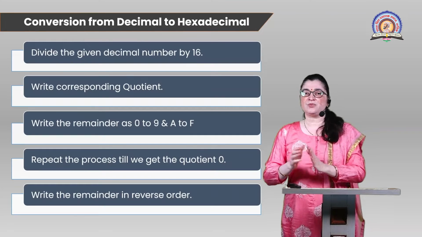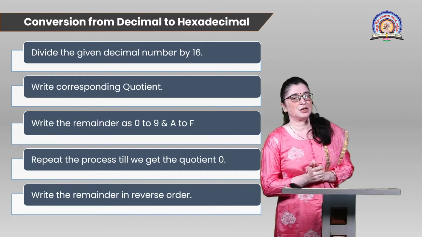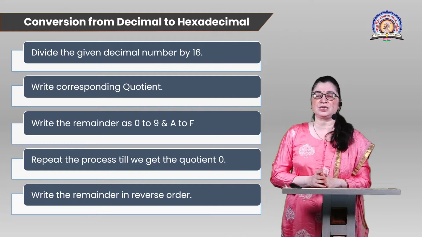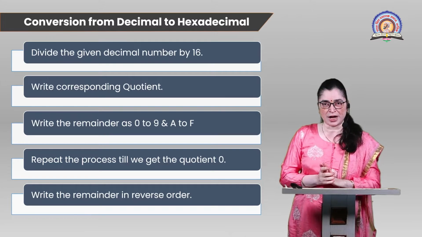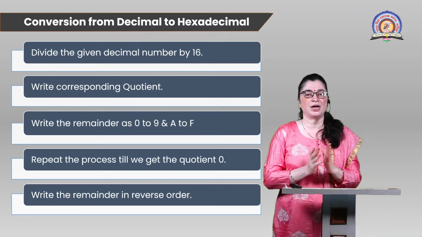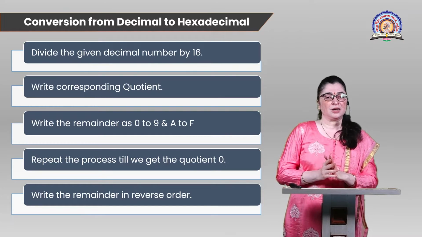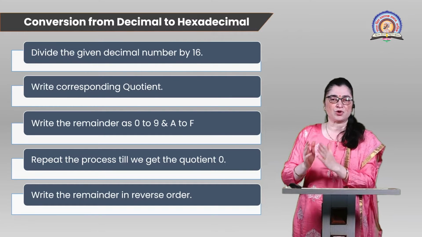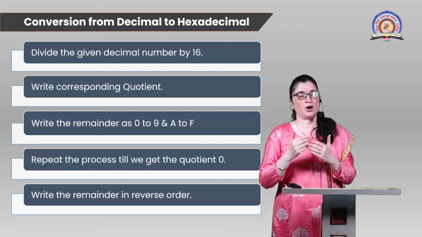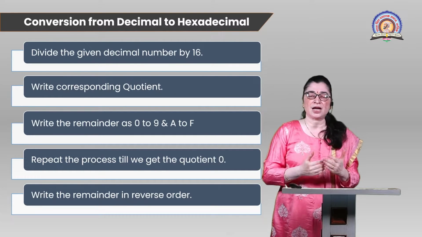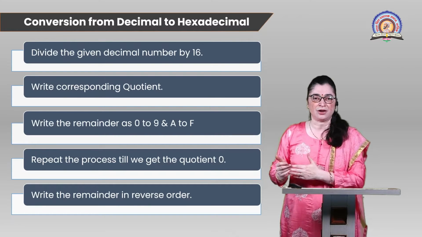And from decimal to hexadecimal. In hexadecimal, there are a total of 16 digits. So we have to divide the given decimal number by 16. Here also you have to write down the corresponding quotient as well as remainder. But here you have to take care that we write down the remainders from 0 to 9, but when the remainder is 10 or 11 or 12, at that time we have to write down A, B, C or A, B, C, D, E, F.